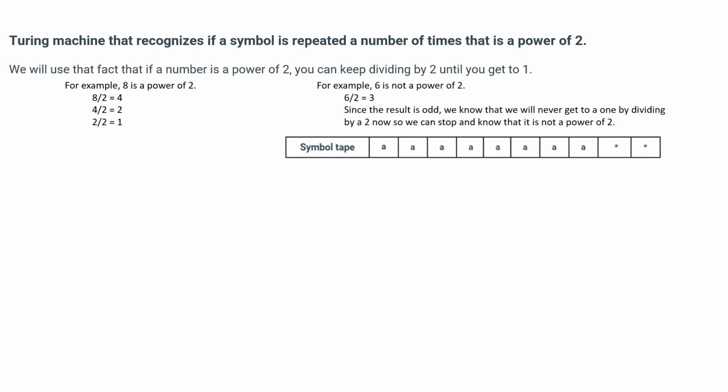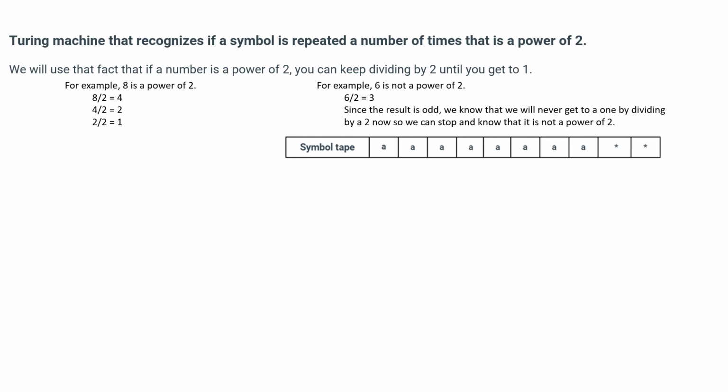But let's look at 6. 6 is not a power of 2. Let's try this. 6 divided by 2 is 3. Now, 3 divided by 2, we're not ever going to get down to a 1, right? This is an odd number, and since it's odd, we'll never be able to divide by 2 and end up with a 1. 3 divided by 2 is 1.5, and then we could keep dividing by 2, but never end up with a 1.